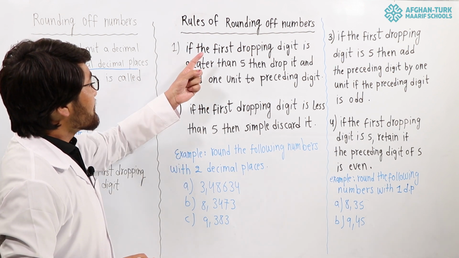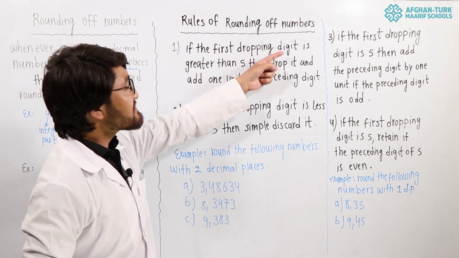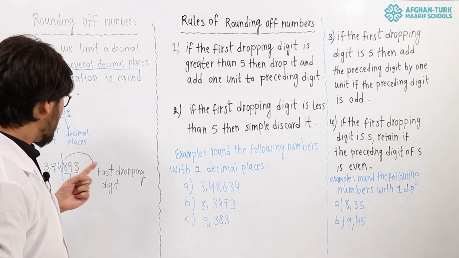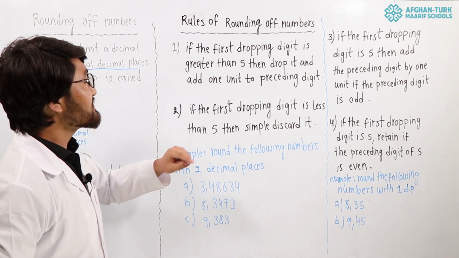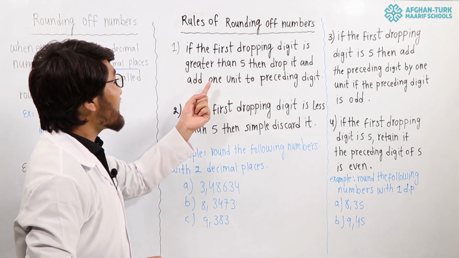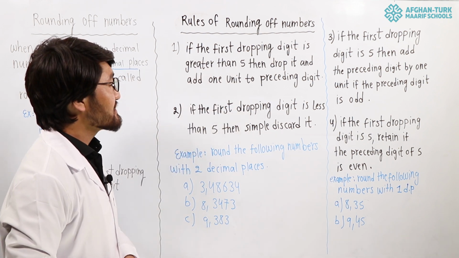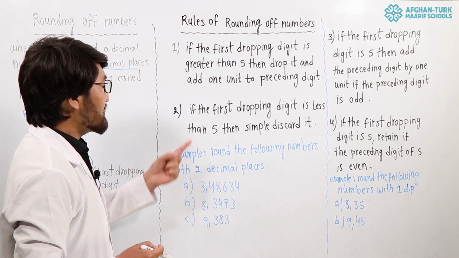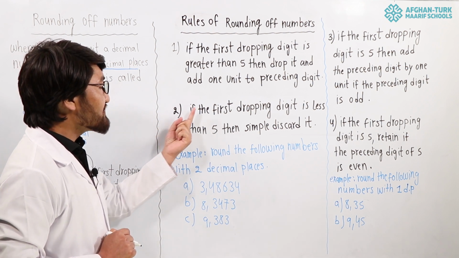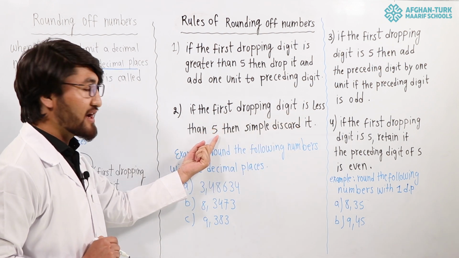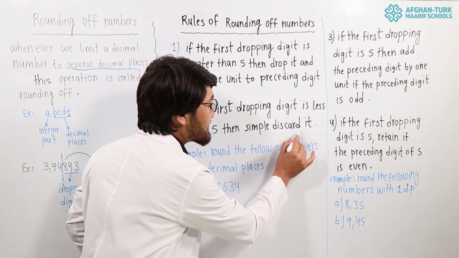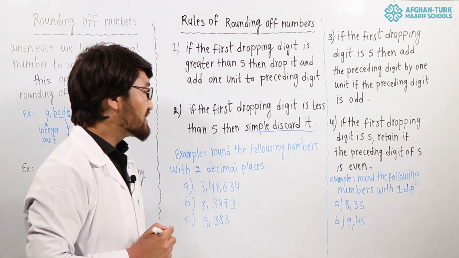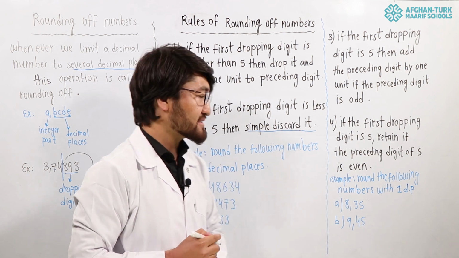What is the first rule? First rule, if the first dropping digit is greater than 5, then drop it and add 1 unit to the preceding digit. This is rule number 1. I will do an example for you later. Rule number 2. If the first dropping digit is less than 5, then simply discard it. What does it mean? It means we do not round the number. It means we do not bring changes.